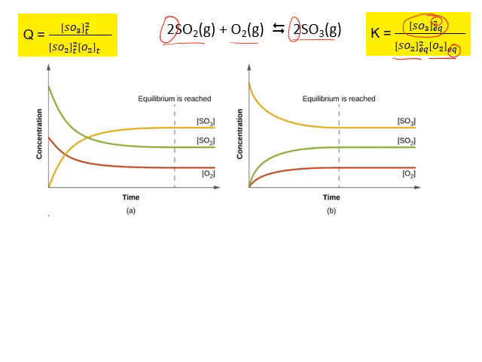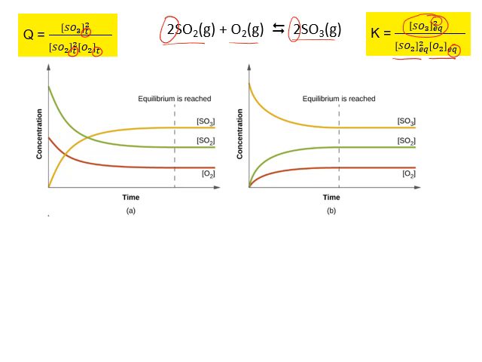We can also write an expression for Q, the reaction quotient, for this system. Notice that it's the ratio of the same concentrations raised to the same power, but we just use a subscript T to indicate that these are not necessarily equilibrium concentrations.